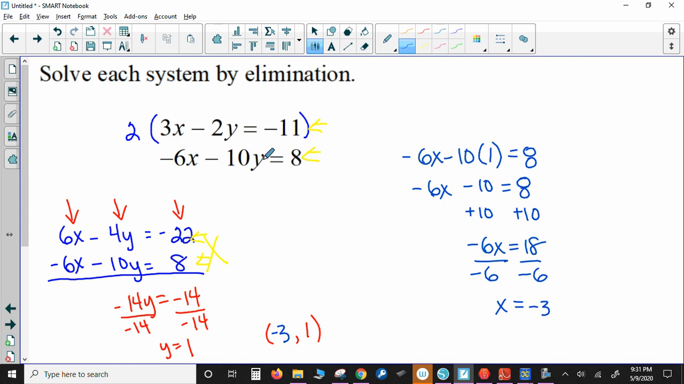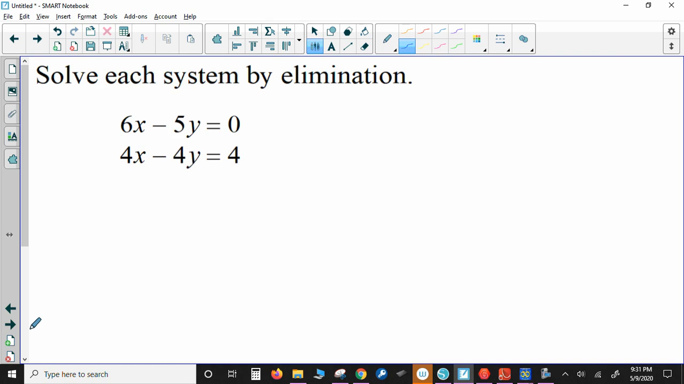Negative 10 times positive 1 is negative 10. So 18 minus 10 is 8. That worked. I know for certain that this is the right answer. Okay, moving right along. Now, this is when things get super hairy, but this is a very common thing that we're going to have to do.